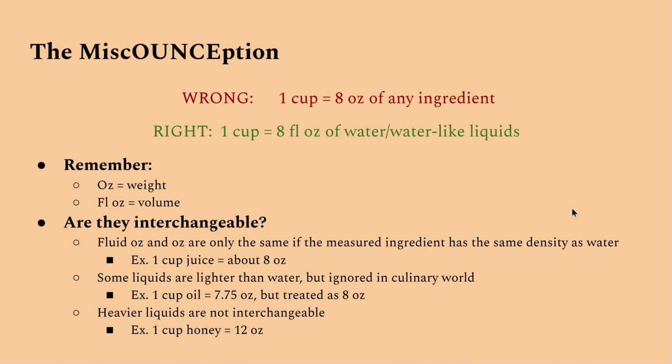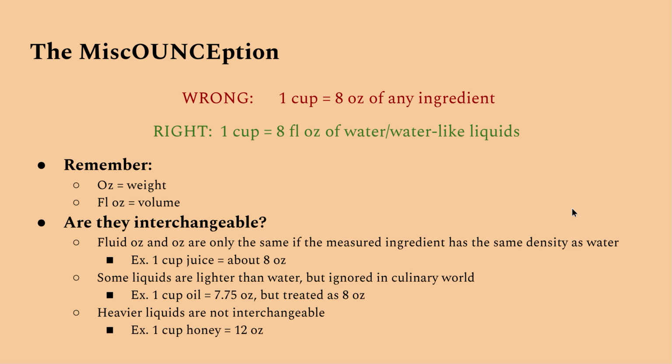So the misconception I was talking about earlier, if you didn't get that. What is wrong to assume is that 1 cup is 8 ounces of any ingredient. What we talk about when we say confidently 1 cup is 8 ounces, it's actually 1 cup is equal to 8 fluid ounces of water or water-like liquids. So remember that ounces is measuring weight, but fluid ounces is measuring volume.